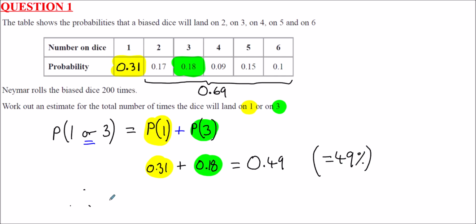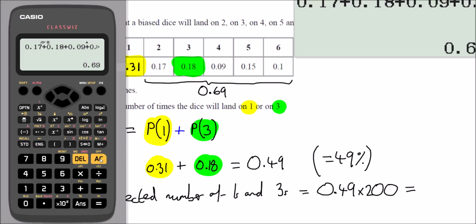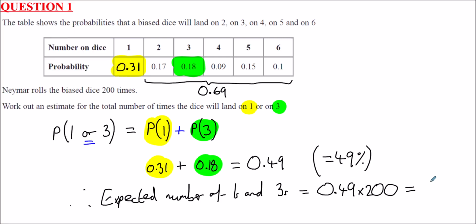So therefore the expected number of 1s and 3s: well, having 200 rolls, we'd expect 49% of those 200 rolls will give us a 1 or a 3. So it's going to be 49%, or just 0.49, multiplied by the number of trials, which just means the number of rolls. So 0.49 multiplied by 200 gives us, sorry, 98 I mean to say. So that's our final answer.